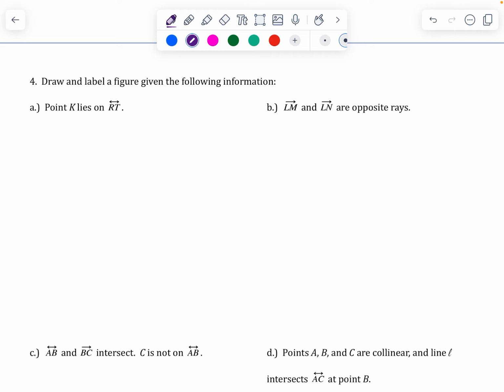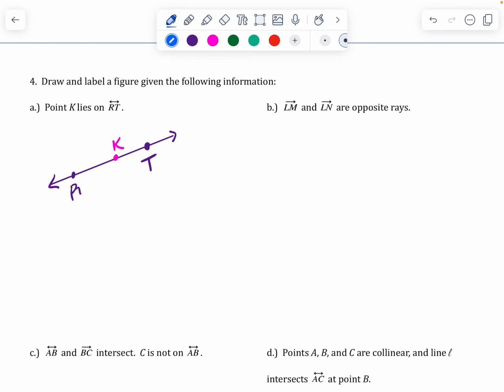Let's draw and label a figure with the following information. Point K lies on line RT. So start by drawing yourself a line, which would be a straight line with 2 arrows. And we'll put the RT on there. And then point K lies on RT. And you could put point K anywhere on this line then. I'm just going to put it right there.